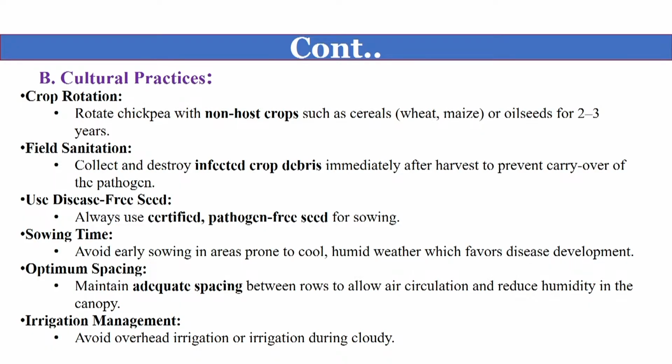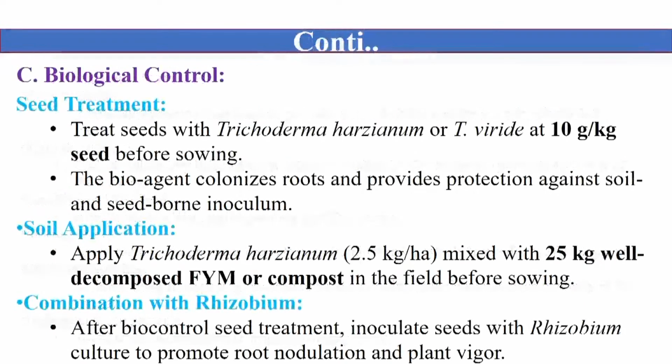Dear learners, you also have to avoid early sowing in areas prone to cool or humid weather, which favor the disease development. And you have to maintain adequate spacing, row to row and plant to plant distance, to allow air circulation and reduce the humidity in the canopy. And for irrigation, you have to avoid overhead irrigation or irrigation during cloudy condition.